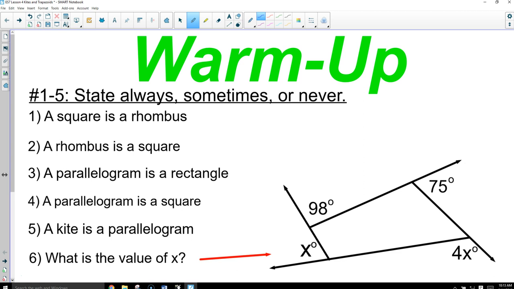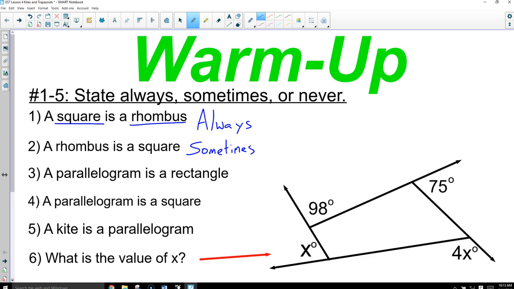So a square is a rhombus. Well, to be a square, it needs to have 4 congruent sides and 4 right angles. In order to be a rhombus, it just needs 4 congruent sides. So this would be always. A square is always a rhombus. A rhombus is a square. Well, that is sometimes. Sometimes it'll have the right angle, sometimes it will not.